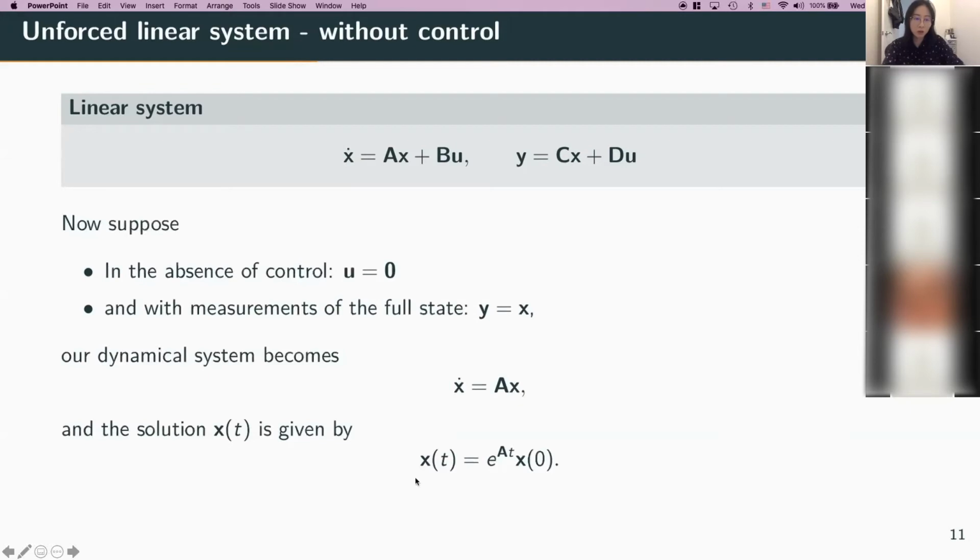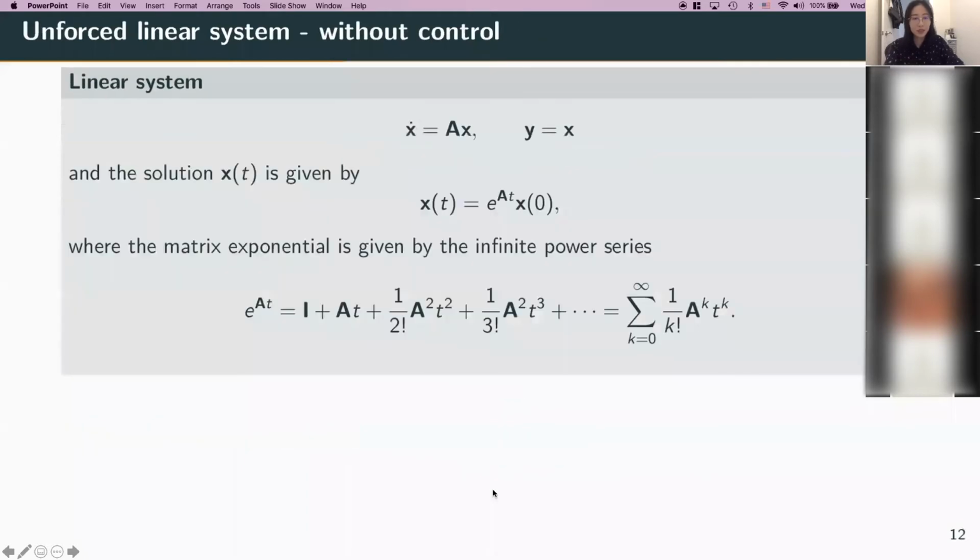initial value problem, and the solution x(t) is just given by this matrix exponential e to the At multiplied by the initial condition. So whatever shape A is, A should be an n by n matrix if we have n states. Then this matrix exponential should also be an n by n matrix. Okay, so that's just rewriting what we had before. And how do we compute this matrix exponential?